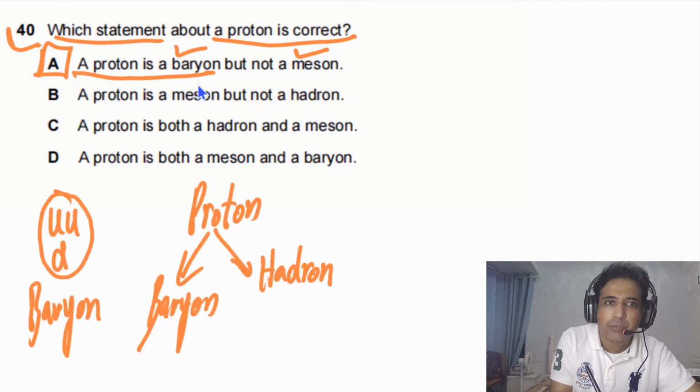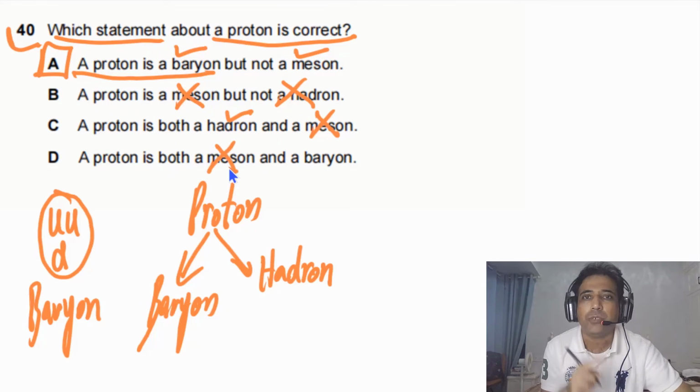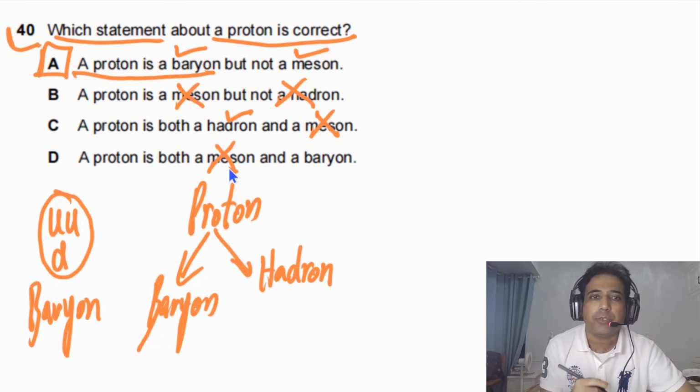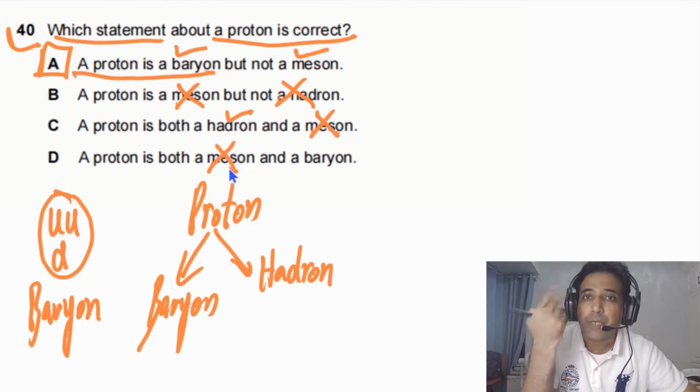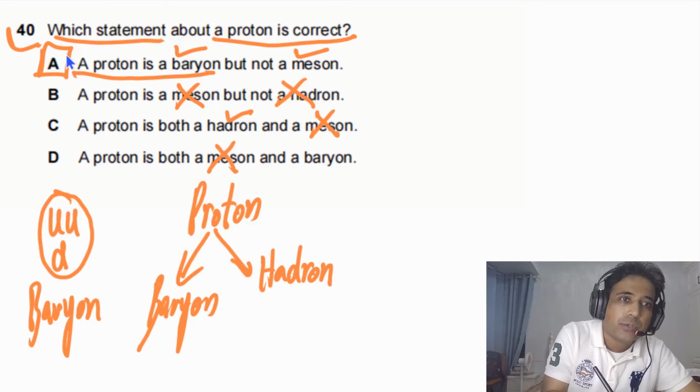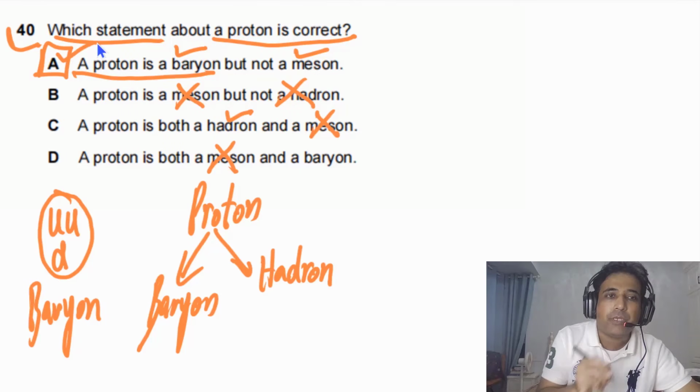A proton is a meson. No, this is not correct. But not hadron. This is also incorrect. It is a hadron. A proton is both a hadron and a meson. No, it's not a meson. A proton is both a meson and a baryon. No, it is baryon. A particle can be baryon or a particle can be meson, because mesons consist of quark and antiquark. Baryons consist of 3 quarks or 3 antiquarks. So the answer for this question is A.